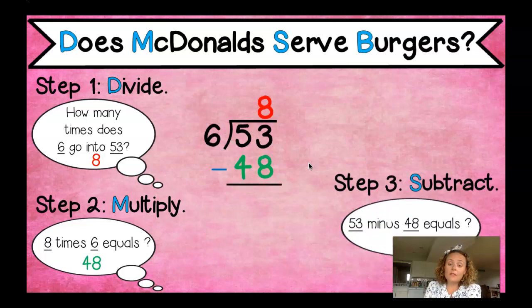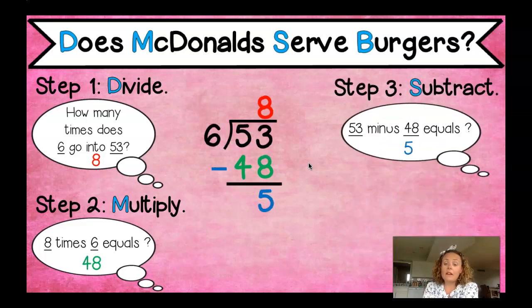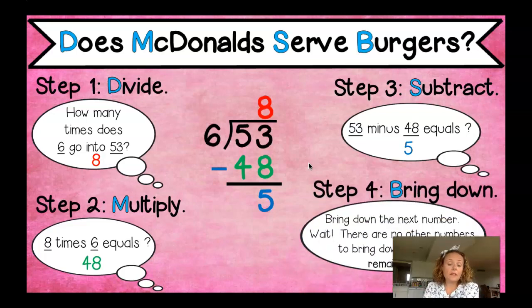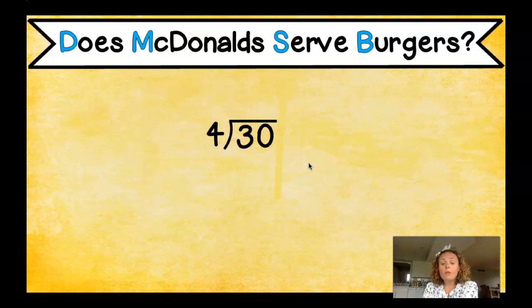When we subtract 53 minus 48, we're looking at 5. We have a remainder of 5. Because 8 times 6 is 48, plus 5 more is our dividend of 53. So there was nothing else to bring down. We're at a remainder. Pause the video, give this one a shot.